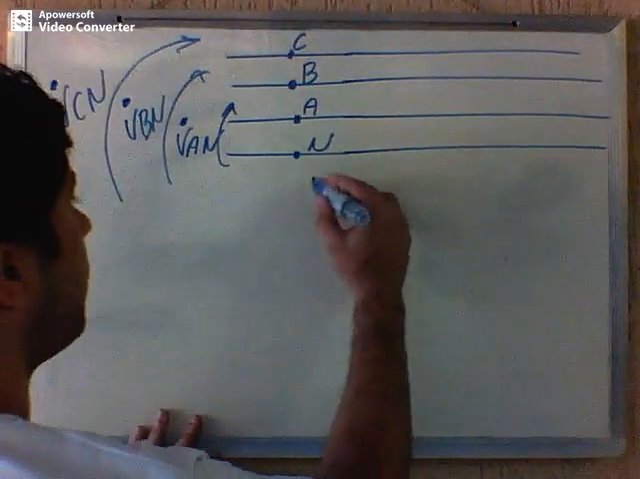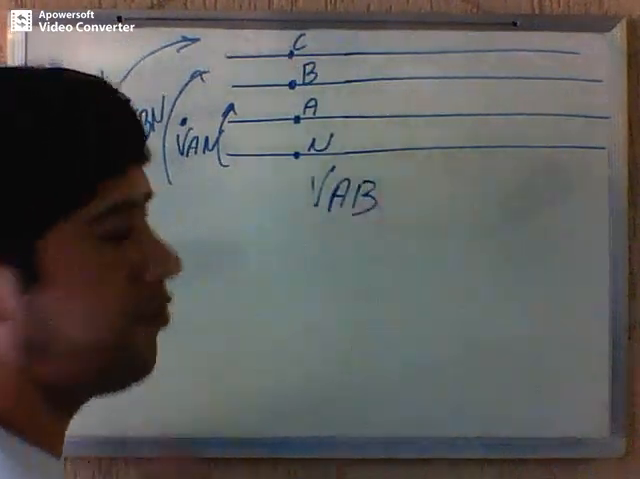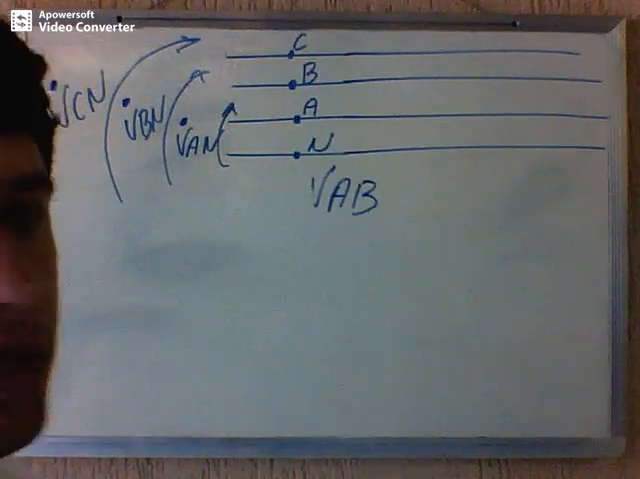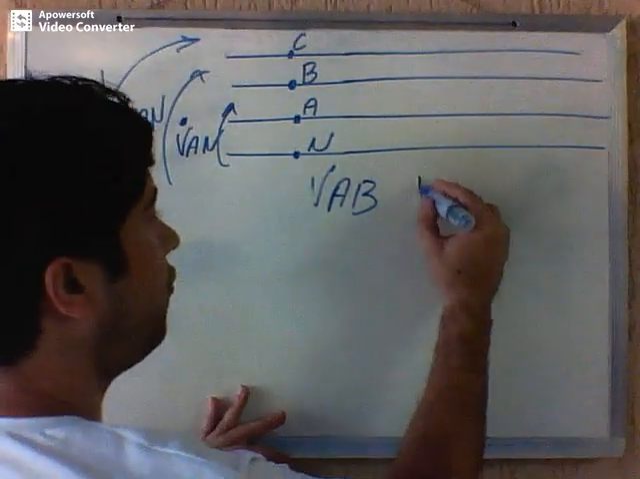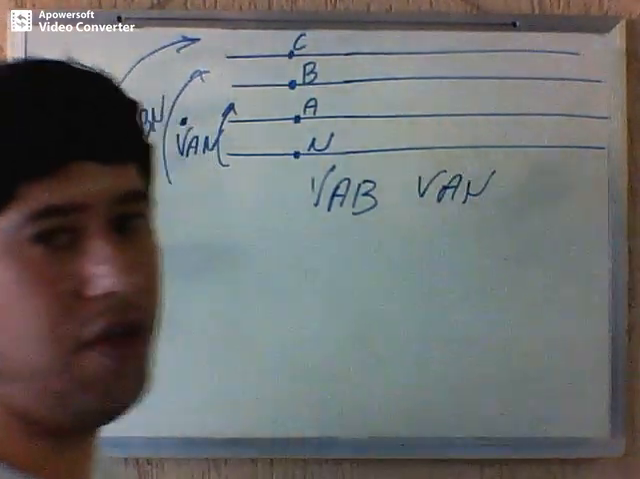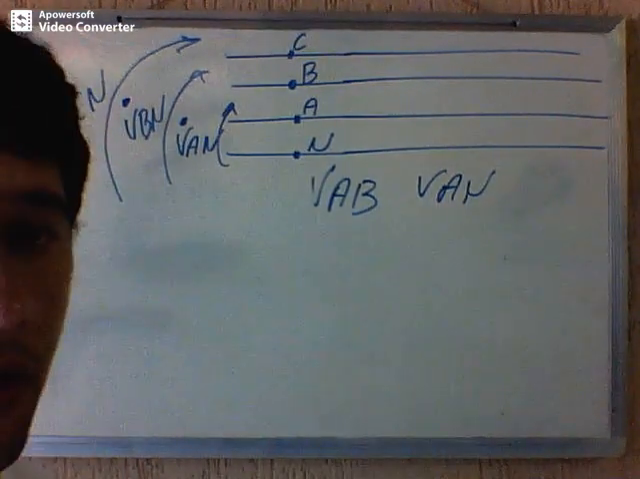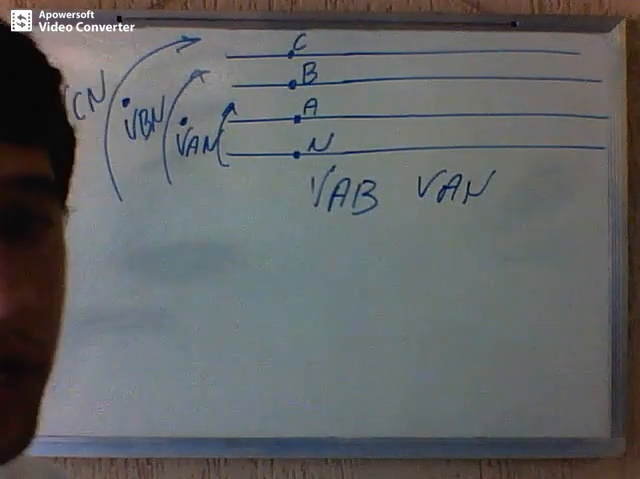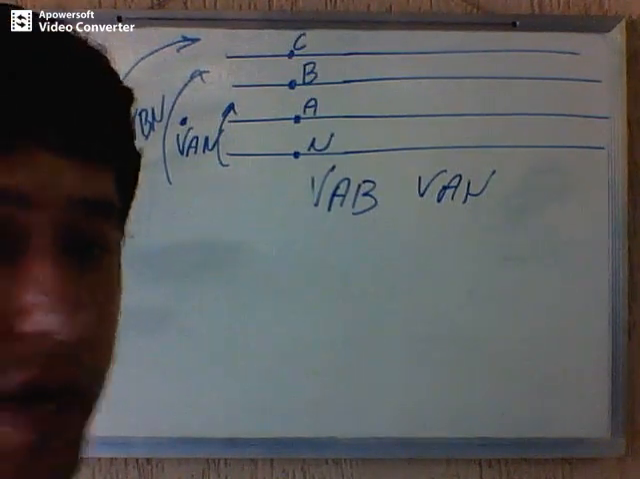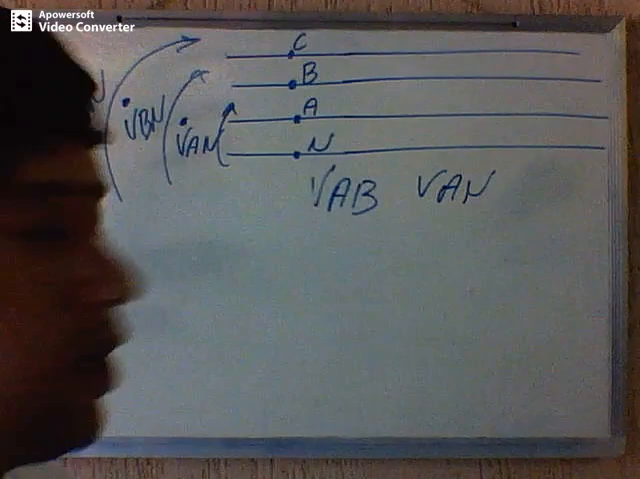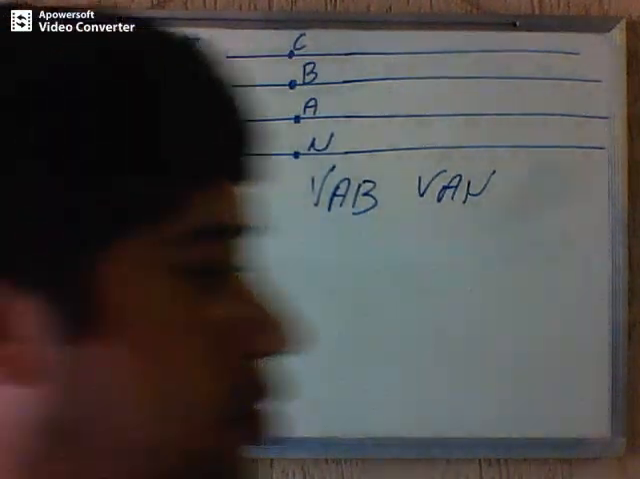So VAB is a line voltage, while VAN is a phase voltage, okay? This is theoretically speaking. Now I'm going to show you using numbers the difference between phase voltages and line voltages.